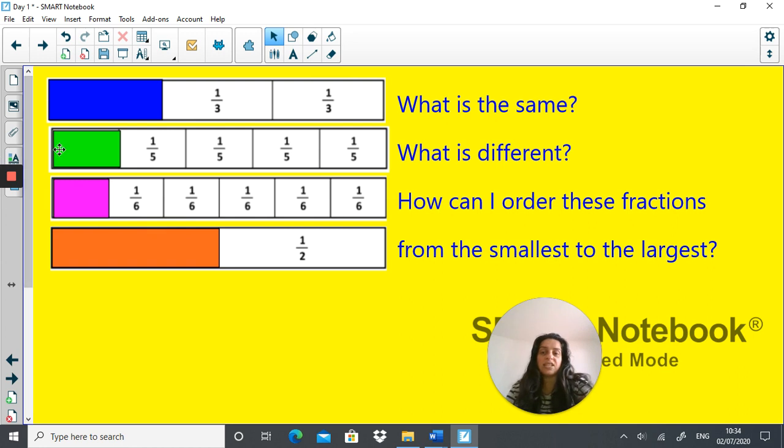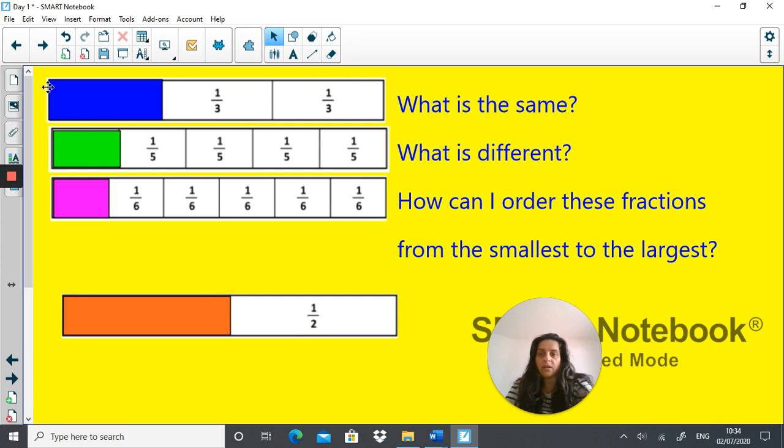Well, as you can see, the strips are of equal size. And if you're ordering it from smallest to largest, then the strip that would go at the top would be the one with the shortest white part. The shortest white part is half. That needs to go at the top.